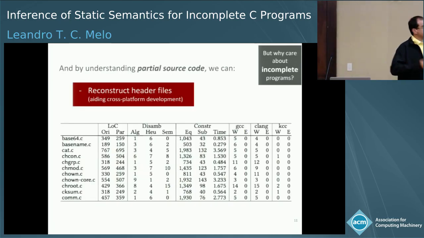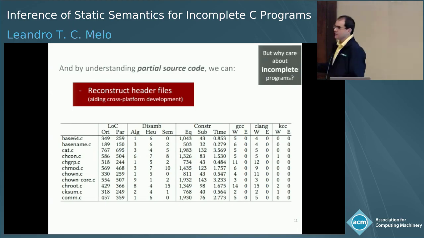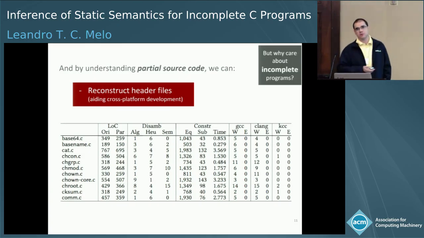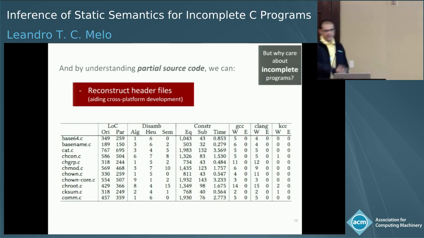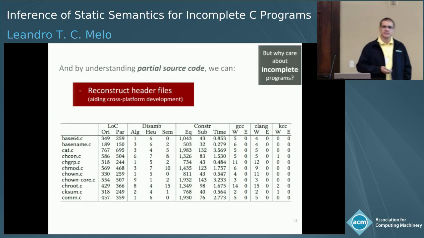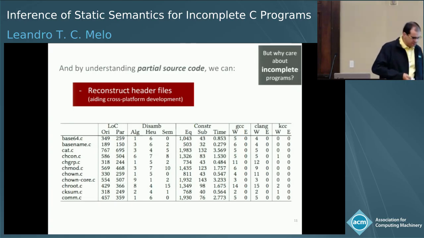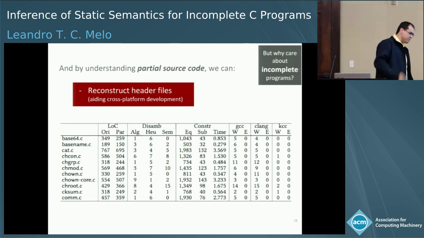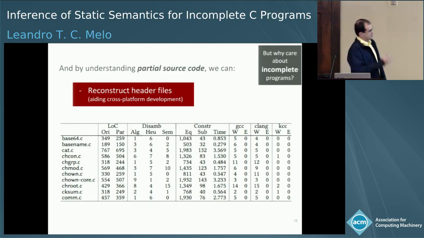Because if we understand the partial source code, we might be able to do interesting things with them, like reconstruct header files, which can aid development of cross-platform software, like the situation I just mentioned. Or maybe you have your embedded device which runs some software that you want to analyze on Valgrind, and then you don't have those components on your PC platform where Valgrind is being run. And reconstructing header files can be a way out of that.